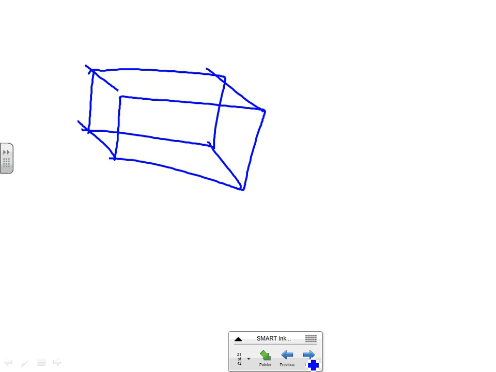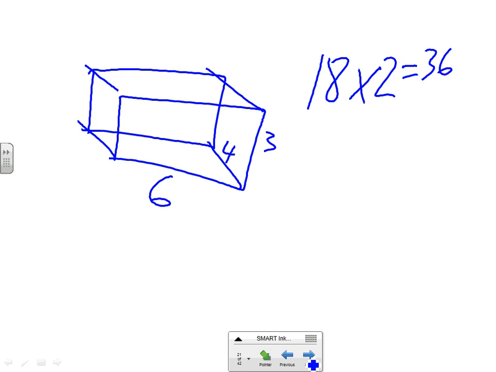It has a length of 6. It has a width of 4. And it has a height of 3. So if we're going to find the surface area, we've got to find the area of each side, right? So let's just look at the front. What's the area of the front? Just this front side, what's the area? 18, right? 6 times 3. And we've got a front and we've got a back. So we've got 18 times 2, 36.